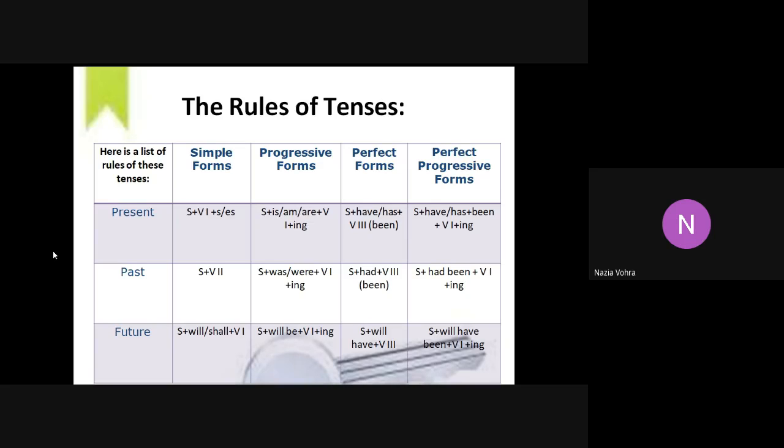So in the present perfect progressive tense, you will have a subject. You will have a have has plus been plus the ing form. Okay, in the past, you have a subject, had been, verb 1 and the ing form. And for the future, you will add a will have been plus verb 1 with the ing form. Clear, guys?